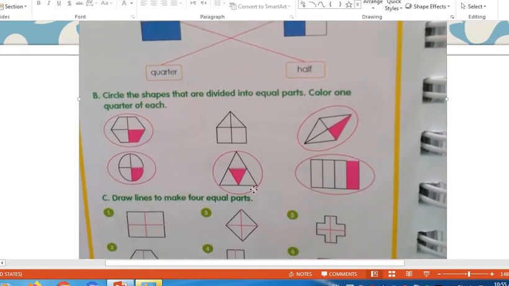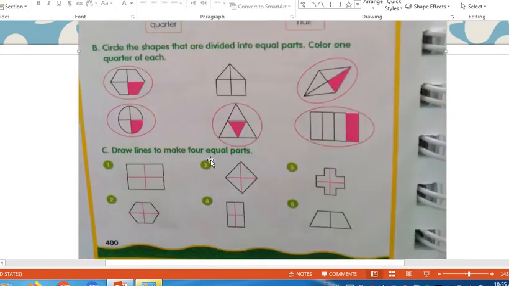And so on. Draw lines to make 4 equal parts. So when I say 4 equal parts, I draw how many lines? Yes, I draw 2 lines. Here I draw 2 lines. Okay, so I have 4 equal parts. So this one, so this one. Okay, and this one, no, it can't be.